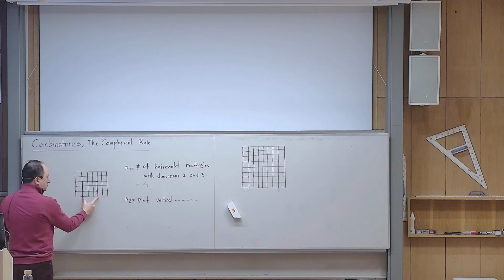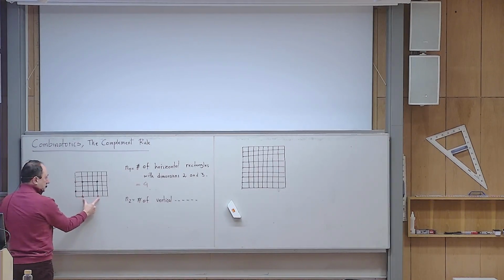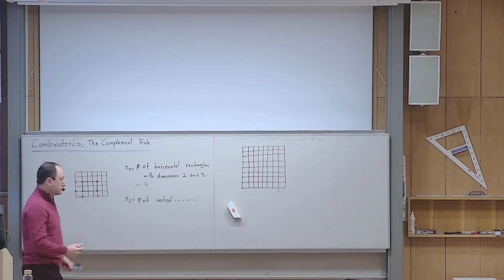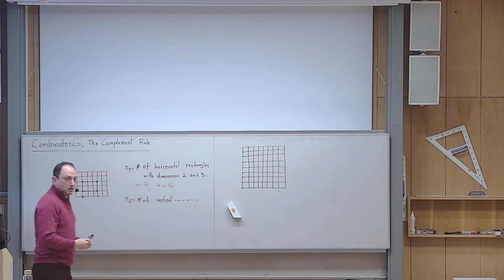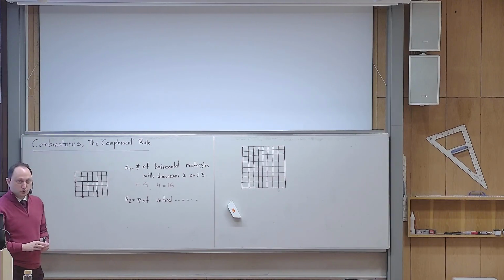And now I want to do this one. I want to choose these 2 points, but the distance should be 3. So one possible choice is these 2 points. This is one possibility, the second one, the third one, and the fourth one. So again, I have 4 choices, yes? So I multiply it by 4, so it becomes 16. So I will definitely have 16 horizontal rectangles with dimensions 2 and 3.